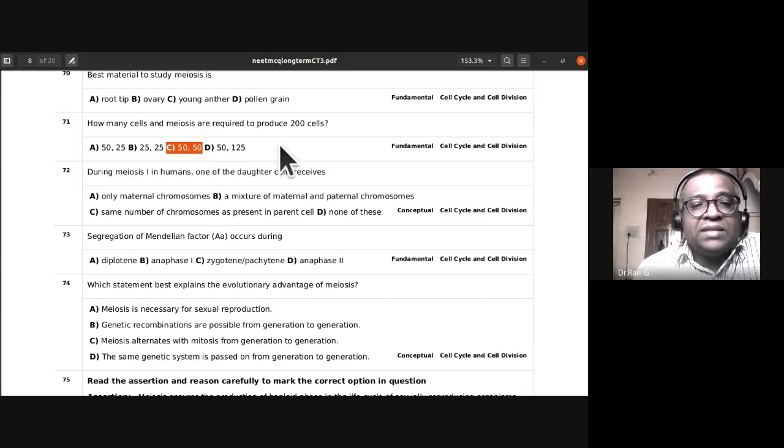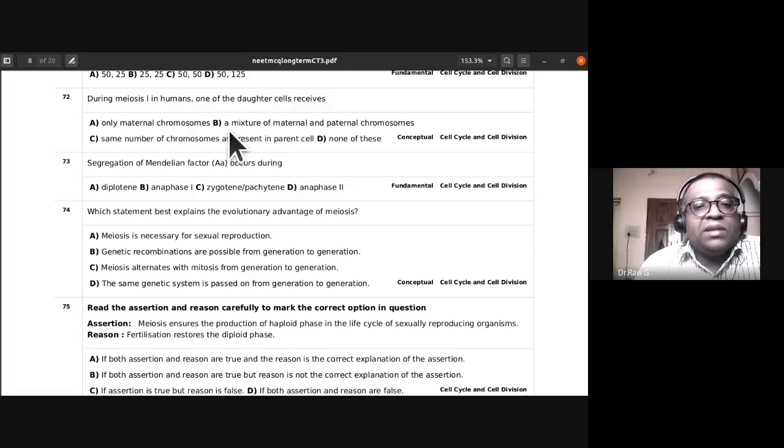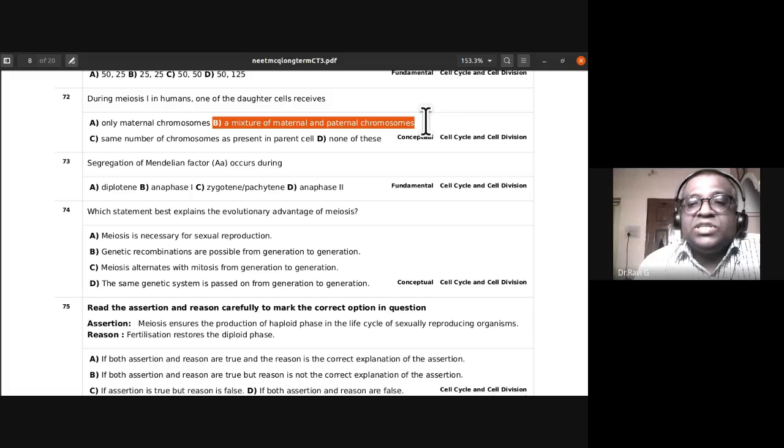C is the answer. During meiosis 1 in humans, one of the daughter cells receives: only maternal chromosomes, a mixture of maternal and paternal chromosomes, the same number of chromosomes as present in the parent cell, or none of these. B is the answer: a mixture of maternal and paternal chromosomes. Because after prophase 1 in meiosis 1, genetic recombination has occurred. A fragment of paternal chromosome gets attached to the maternal one and vice versa. So our genes have recombined. So a mixture of maternal and paternal chromosomes.